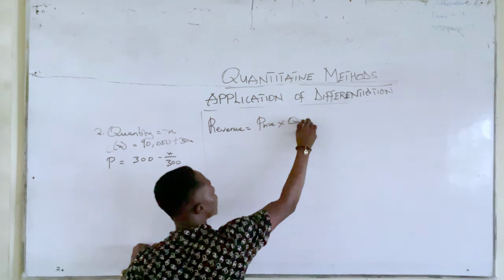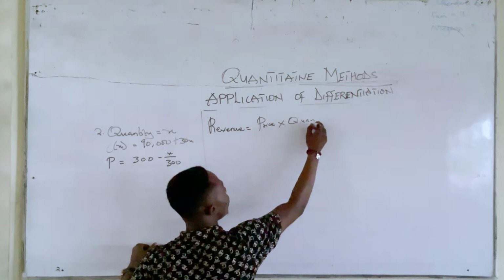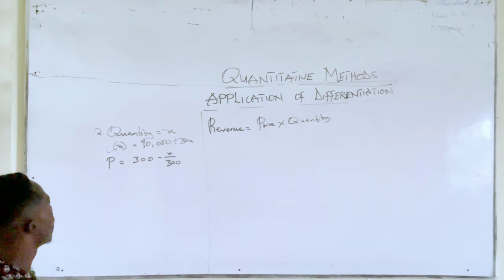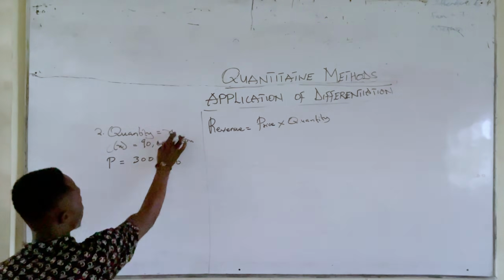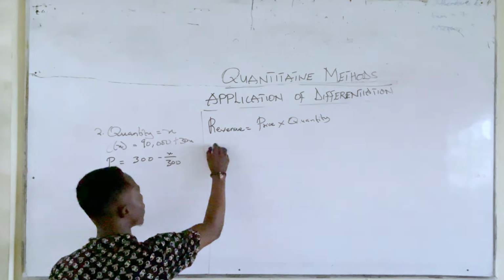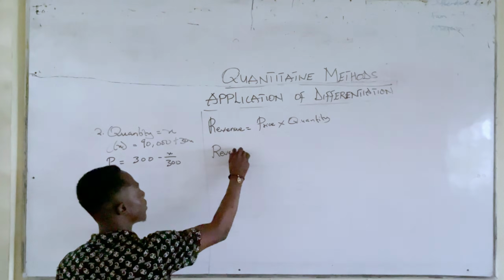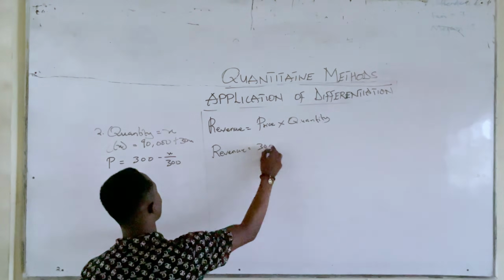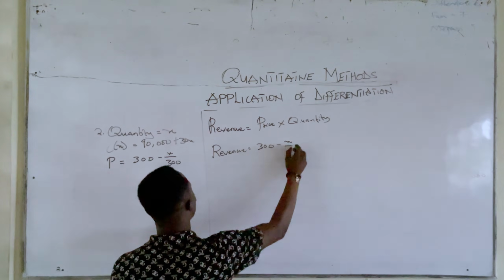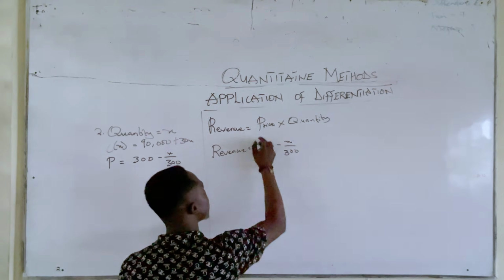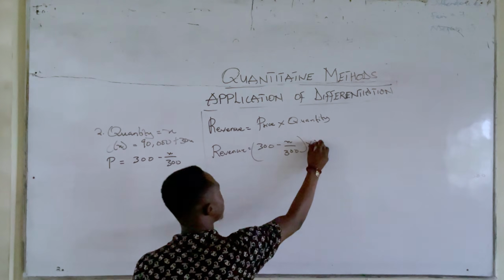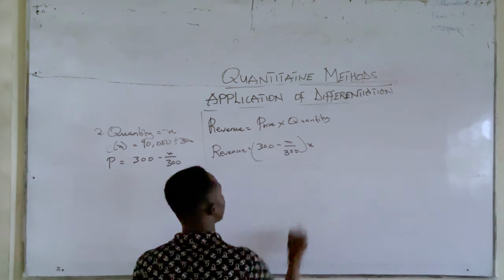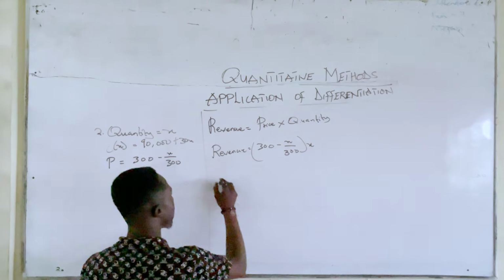The quantity that we are producing. Okay, so there's our revenue, and we have the price, we have the quantity. So let's find the revenue function just like we did. So the price is what? 300 minus x over 300 multiplied by the quantity x. Okay, so let's expand the brackets.